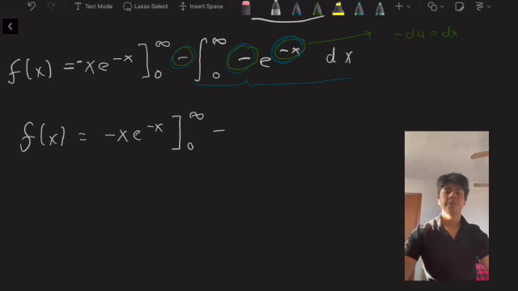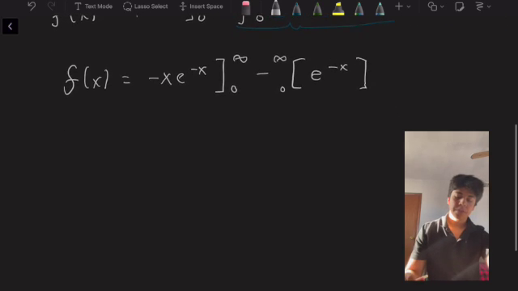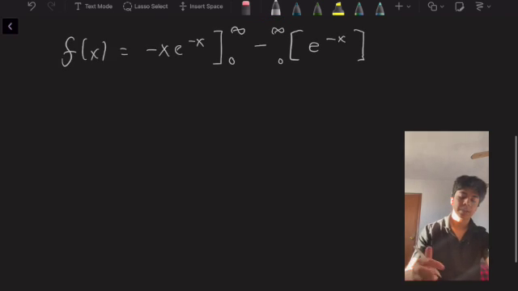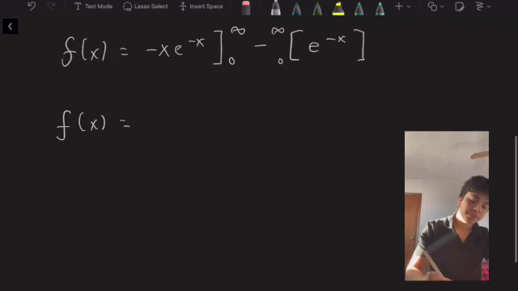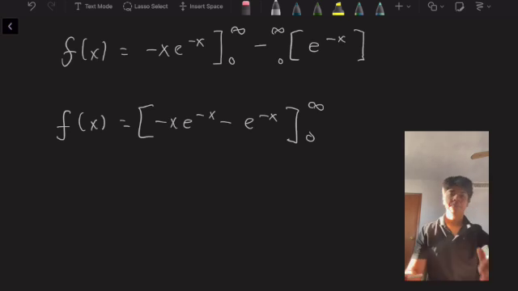So I'm going to go ahead and erase this here. And then we know the integral of e to the x is just e to the x. So I'm going to write that down. So 0 to infinity of e to negative x. Okay, so we can go ahead and combine these two expressions because they're valued from the same limit. So we can say f of x is negative x e to negative x minus e to negative x, evaluated from 0 to infinity, right?